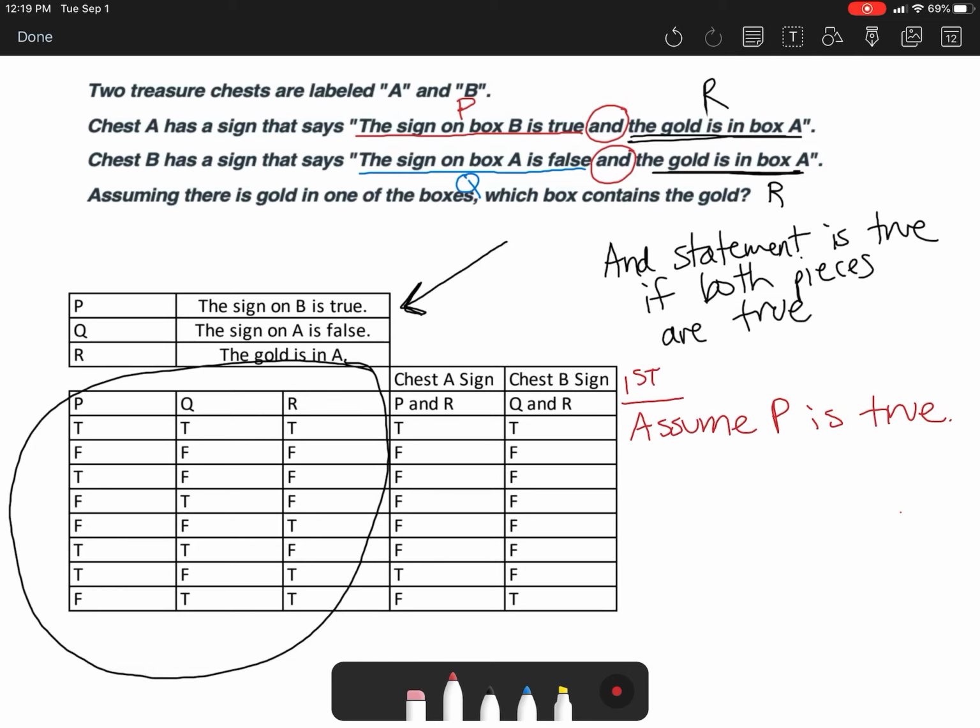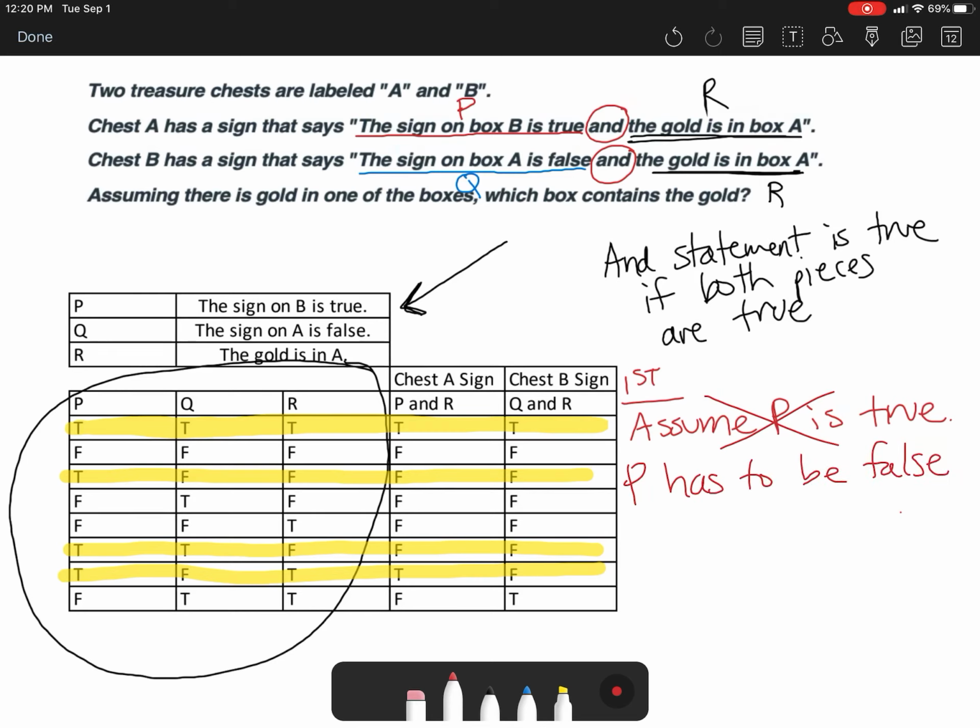Okay, so what that means is that if P is true, it causes a contradiction, and I can throw out every row in the table where P is true. Okay, so I'm going to highlight to cross out each row where P, the very first column, is true. Those are no longer valid options because it causes a contradiction. So that didn't work. So what that means is P has to be false.